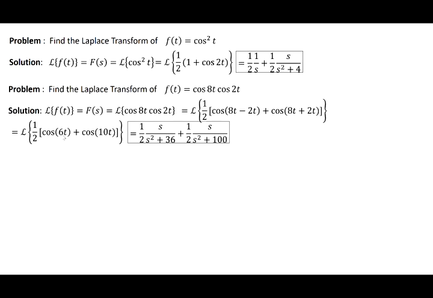Cool? Alright, and you're responsible for 1 through 42. The kind of problems that I'll ask you is, I will say, use the definition, and I'll bold that phrase, use the definition. If I say that, you must use the definition. But if I don't, I just say, find the Laplace transform of something, then you can use these formulas and the properties of Laplaces. Cool?